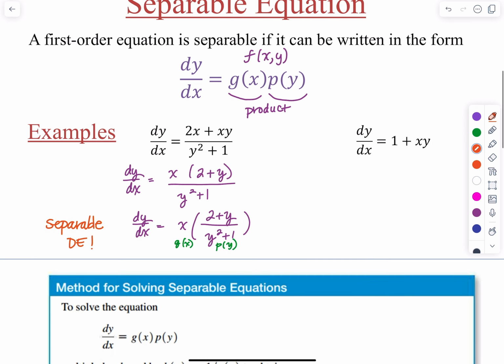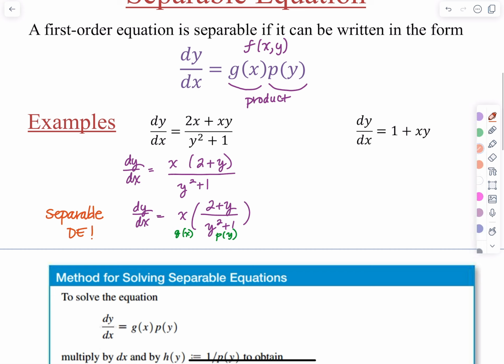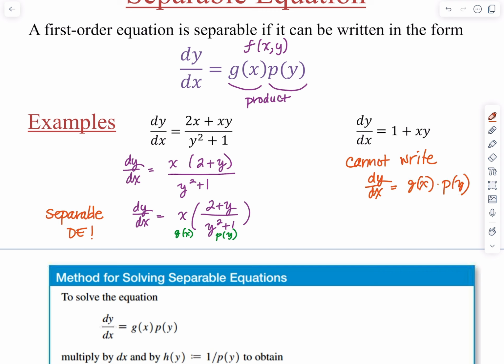However, in our next example, we cannot factor. We cannot write dy/dx as a function of x multiplied by a function of y. Therefore, this is not a separable differential equation.